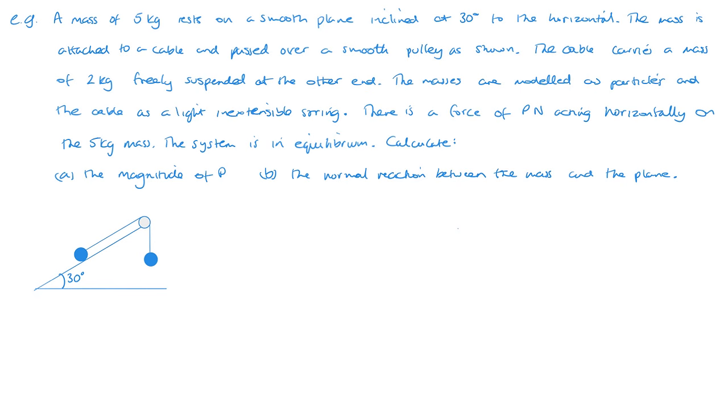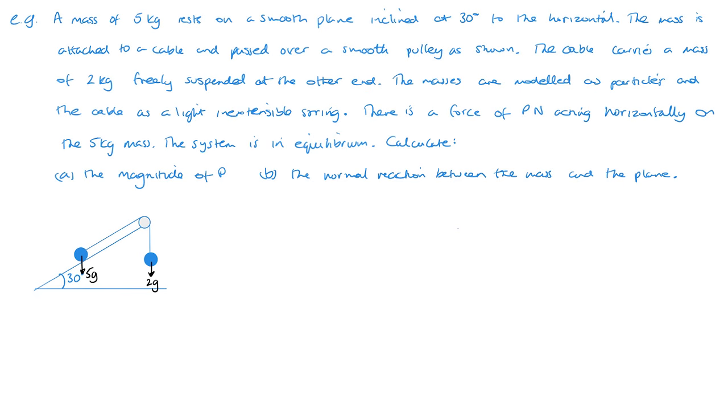So here we have a mass of 5 kilograms resting on a smooth plane inclined at 30 degrees. We can see it down here. The mass is attached to a cable and passed over a smooth pulley as shown. So the pulley is smooth, so there's going to be no friction, and the surface is smooth, so there's no friction on the surface as well. The cable carries a mass of 2 kilograms freely suspended on the other side. So if I put some values on, this is 5 kilograms, so 5g newtons going down. This one's 2 kilograms, so 2g newtons going down there.